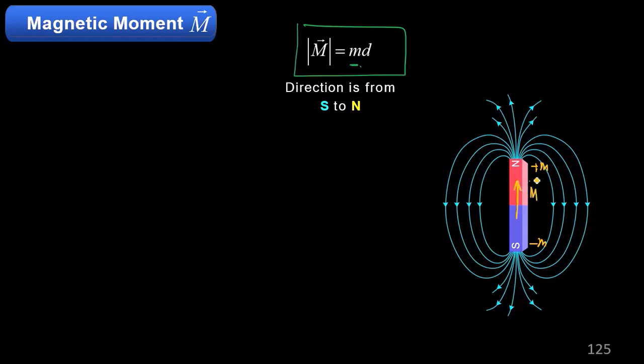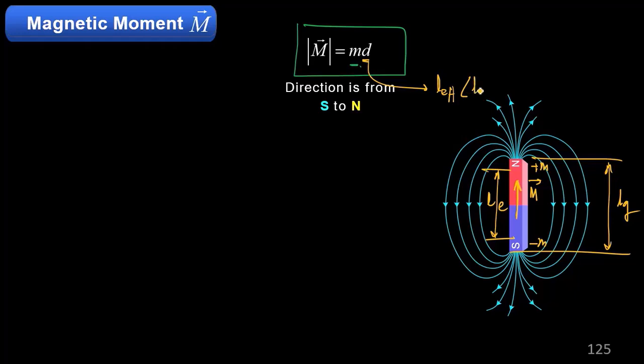This is m vector. Okay, so directed is from south to north, and the distance between these two is called the L effective. So this is the geometric distance. This is the L geometric. So, and this is the L effective. So effective length is what? Effective length is basically d number. So d is effective length, L effective. That is less than the L geometry.